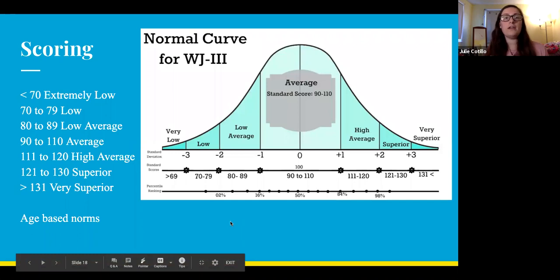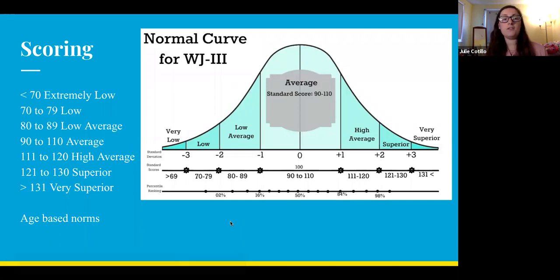So the scoring is the same as the WISC. It's scored based on age norms, and as you can see in the bell curve, anything 70 or lower is extremely low or very low, and then it ranges all the way to superior. You can see the breakdown in the curve. It's very similar to the WISC.